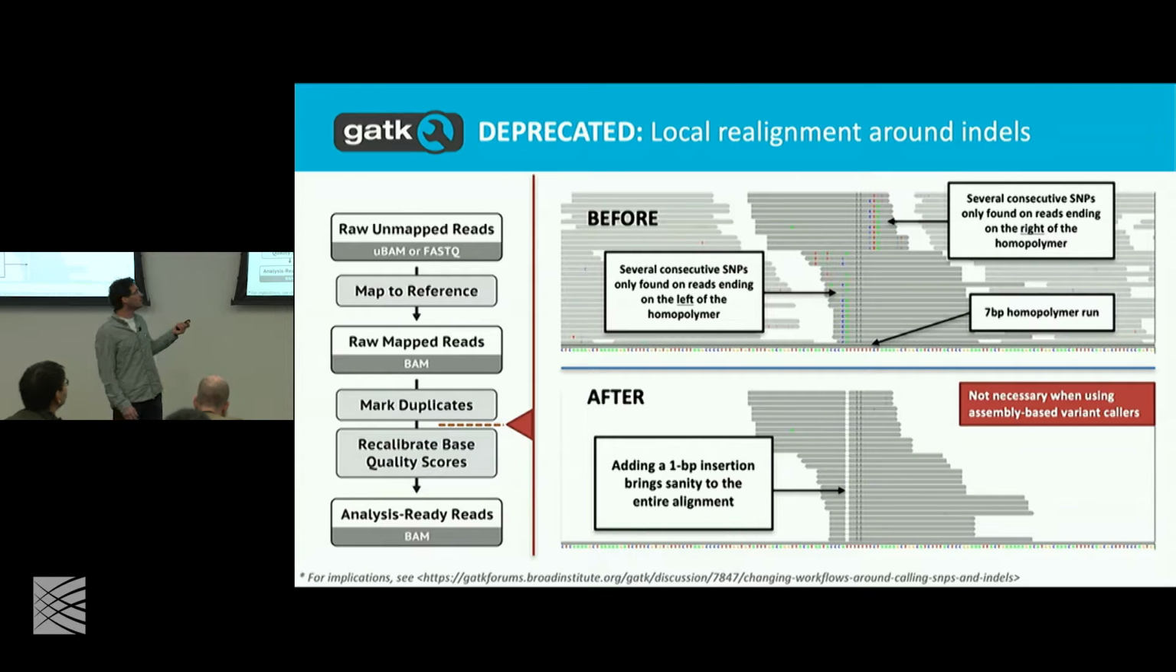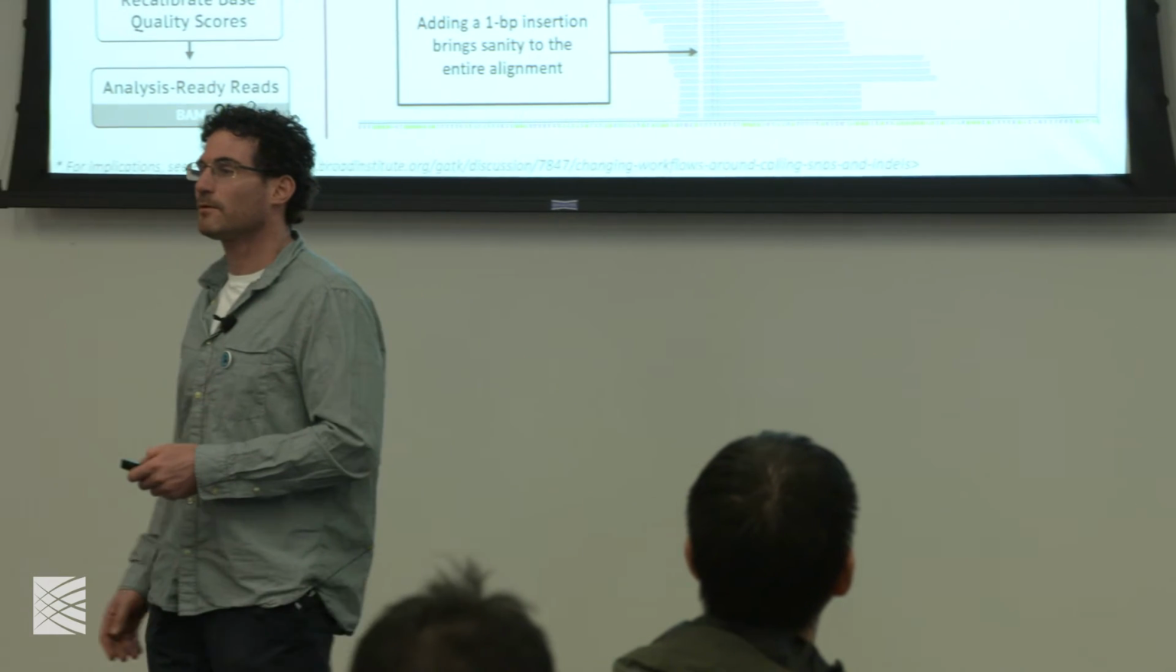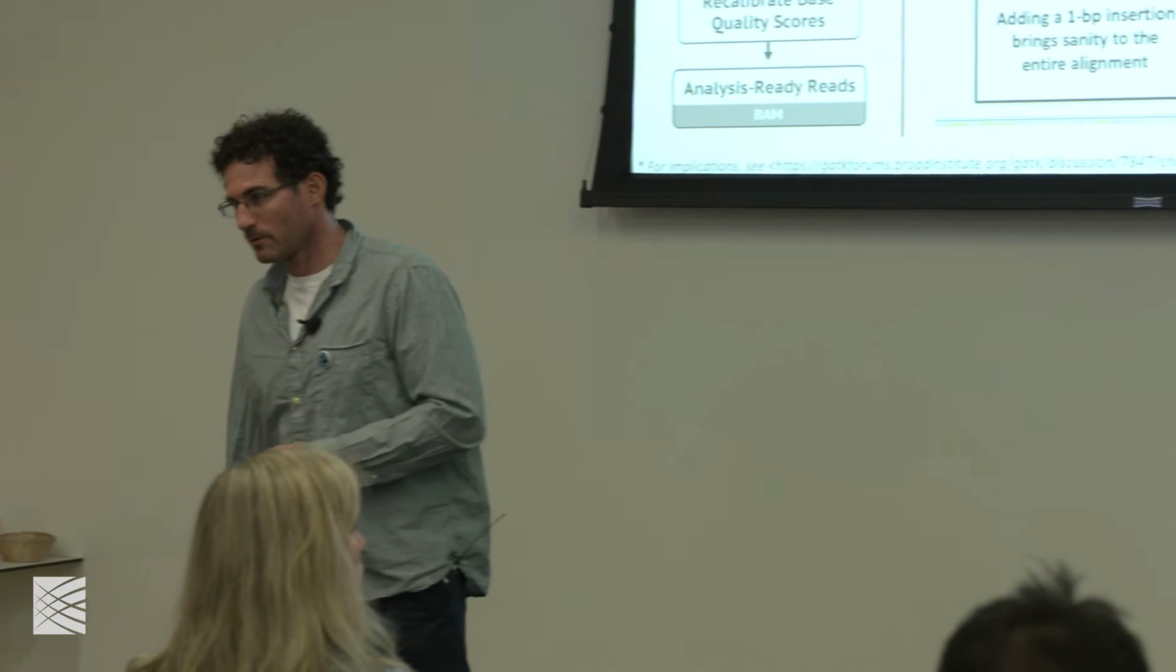We no longer use indel realignment because we use HaplotypeCaller, and HaplotypeCaller does a local realignment before it looks at the reads, so there's no need to do that. Yes? But if you wanted to visualize the reads for your own interest in IGV or something, would this be useful to make it easier?